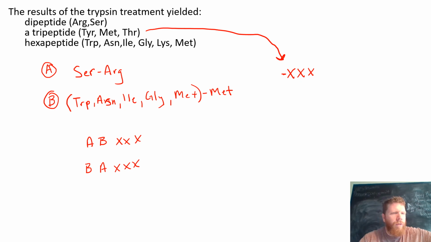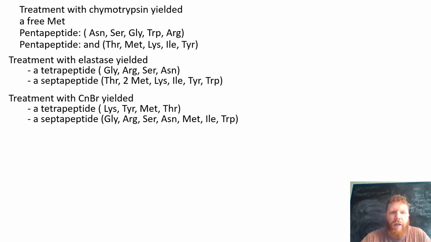So let's go on to look at our chymotrypsin data next. Now, chymotrypsin shows us that we are going to get 2 pentapeptides, so that's 2 five amino acid long peptides, and a free methionine. Now let's rehash what we got from our trypsin data. Our trypsin data shows us that we have, and I'm going to write out my tripeptide, TYR, MET, and THR on our C termini.